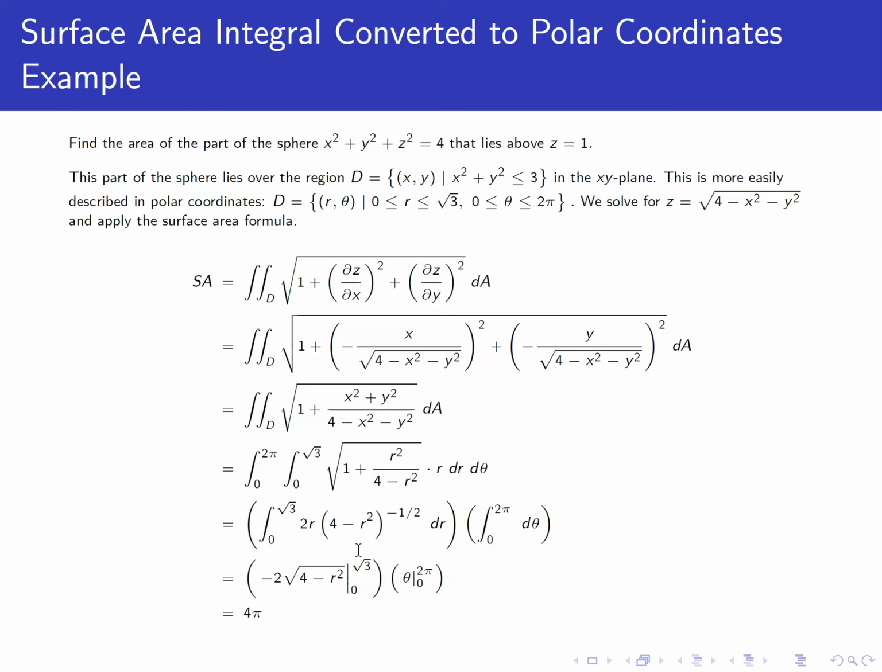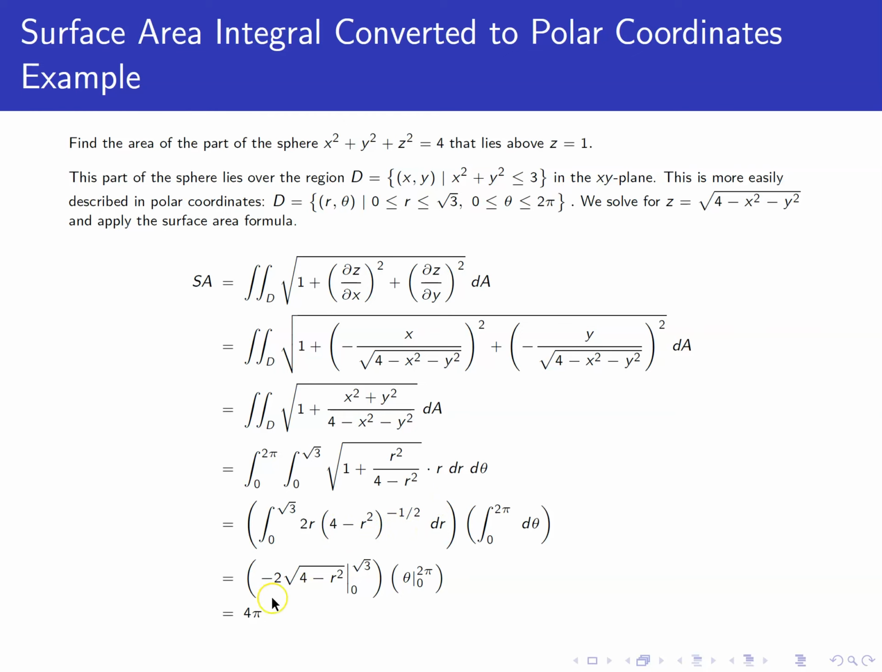This integral becomes, if we look at what's on the inside here, if I multiply top and bottom by 4 minus r squared, we just get 4 over 4 minus r squared. I can pull a 4 out of the square root, it becomes a 2. So that's why we get 2r times 4 minus r squared to the negative 1/2.